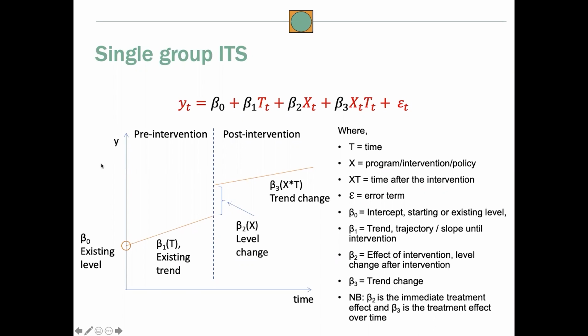This is a visual representation of what we would produce as a result of getting the different coefficients in our regression. Our beta 0, which is our existing level, is our intercept. The slope of the pre-period is our existing trend. The change in level is our beta 2, so this is what we see immediately after the policy change or intervention. And the slope of our post-intervention period is our beta 3, which is our trend change.